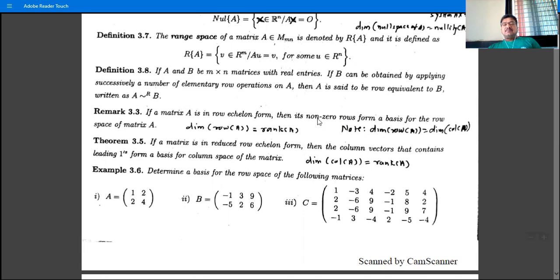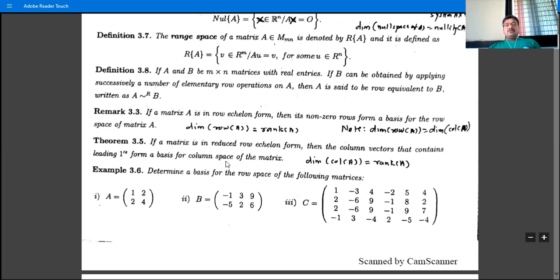That is, take each non-zero row as one vector, and that set is the basis of the row space of A. So this remark 3.3 gives the procedure for how to find the basis for the row space of A, and the number of elements in the basis of the row space of A is called the rank of A. So remark 3.3 gives the procedure to find a basis and dimension of the row space of matrix A, and that is the rank of the matrix A.